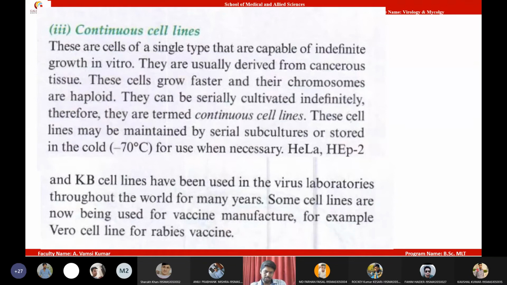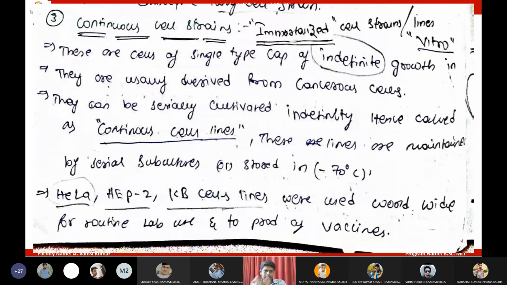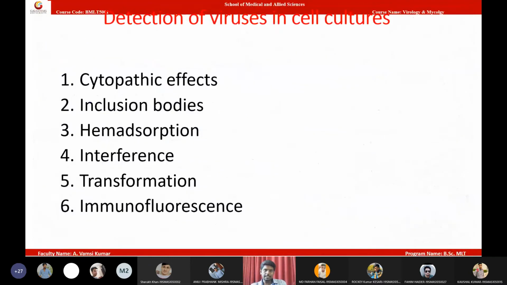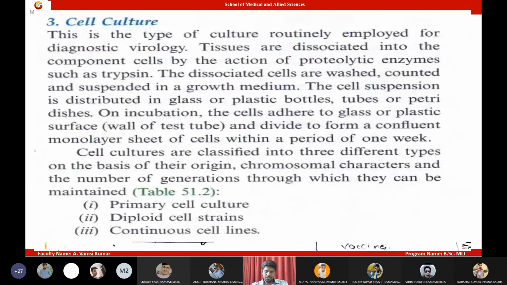Hep2 cell lines are actually cell lines of the pancreas, so they are pancreatic cell lines. These cell lines have been extracted from cancer tumors. From the cancer cells, we have extracted these cells. They are immortal. They won't die easily. So we are using these cell lines for growing the viruses. Okay, so this is all about the continuous cell lines, and this is all about viral cultivation, students.